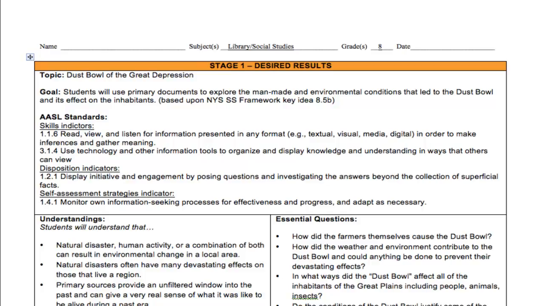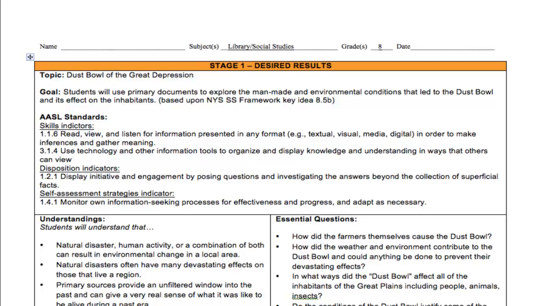Before we get started with that, I just want to give you a little background about the application that I'm using. It's called Jing, and it is a free capturing software that allows you to narrate whatever it is that you have on your screen. So it's a great tool for your toolbox. Feel free to use it for your technology lesson.